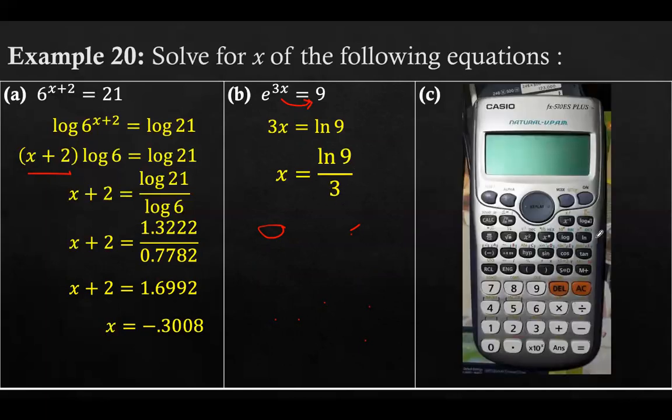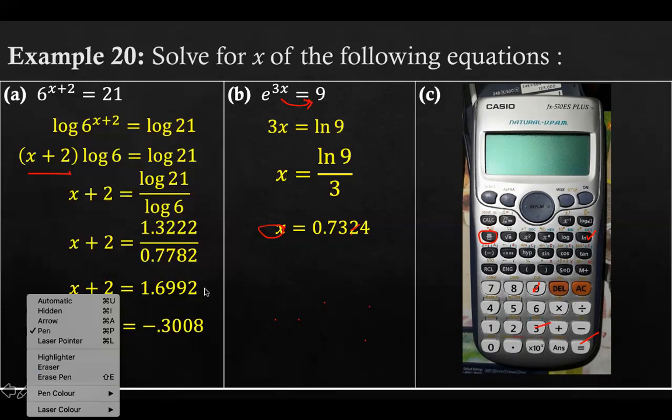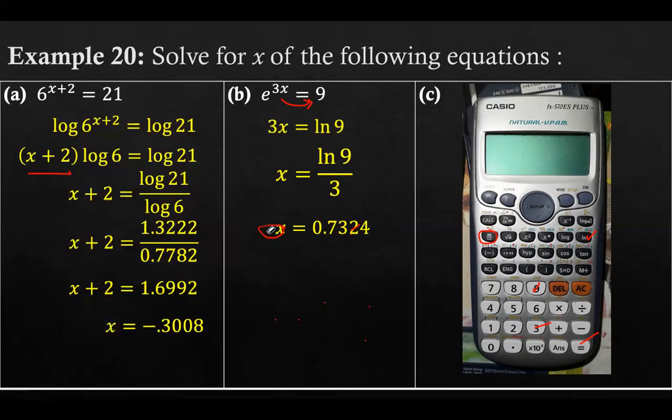So using the calculator, we use this button. We press this fraction, then the numerator is ln, press ln 9. And then over, no need, right? Because we are already in the fraction. So the denominator is 3. You press 3, then equal. So you get the answer, x equals 0.7324. Okay, so this is how you solve B.